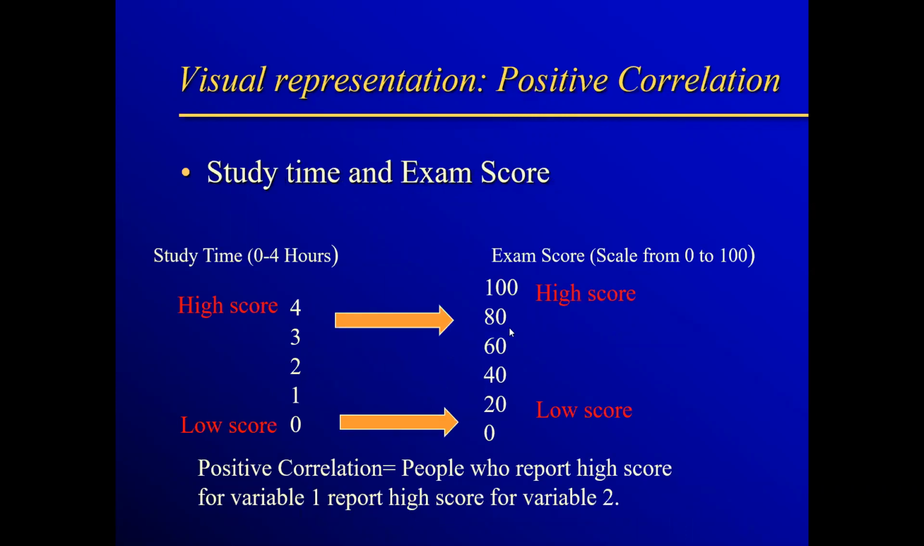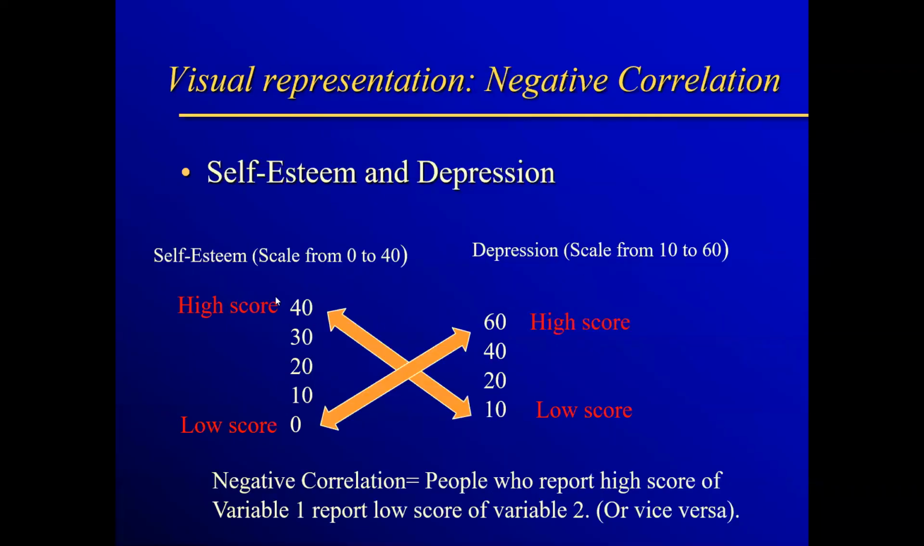All right, so hopefully if you're ever struggling with correlations, plot it out like this. Low score, high score for whatever variable, low score, high score for your other variable. If it's positive, high to high. If it's negative, high to low, or low to high. It doesn't matter how you interpret it.